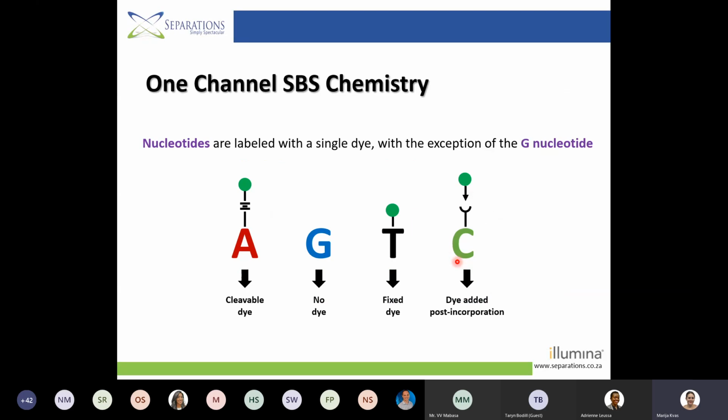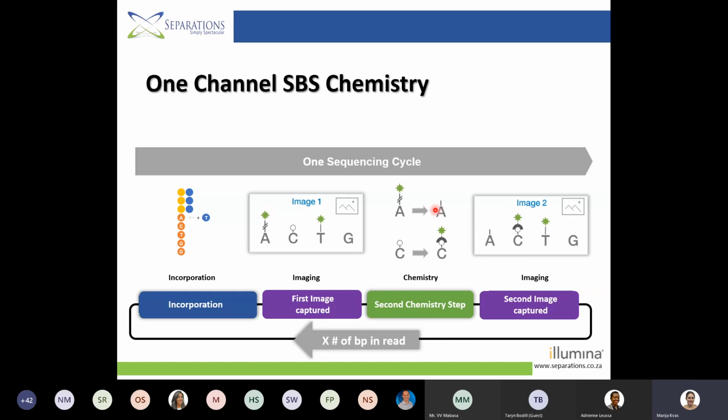Okay, so if we look at the one channel SBS chemistry, it means that we only have a single dye, and that is a fixed dye on T. G is not labeled, and then we also have a dye on A, which is a cleavable dye, and I explained to you just now what that means. And we also have a C that has a linker that can accept the dye. So how this one-channel chemistry works is that we take 2 images during our cycle. Okay, and in between those images we have an intermediate chemistry step.